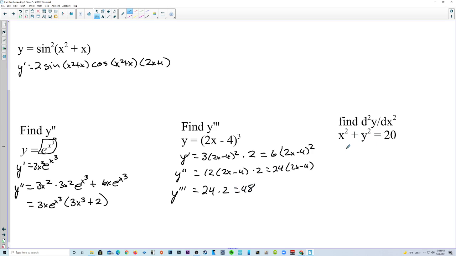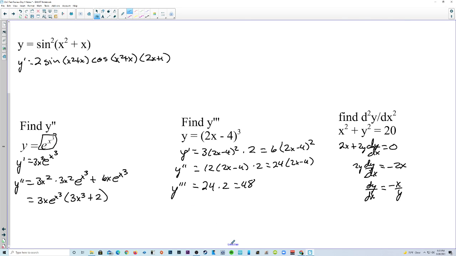All right, on this one, let's take the first derivative. 2x plus 2y dy dx is equal to 0. So we're going to minus 2x. So negative 2x, and then divide by 2y. Now the 2's are going to cancel, so it's just negative x over y.